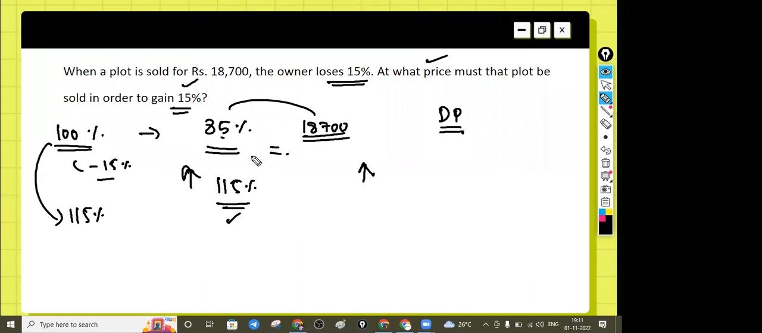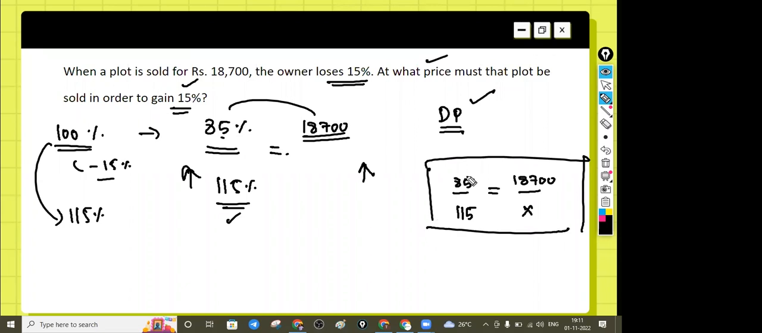See, if 85% is 18,700, 115% is what? If it is directly proportional, what you can do? Straight away equate it. This is the shortcut for this problem. If 85% is this much, 115% is how much? If it is inversely proportional, like in the previous problem, you can invert one side and equate it. Even if you don't understand it, it's absolutely okay. We'll discuss it in tomorrow's session.